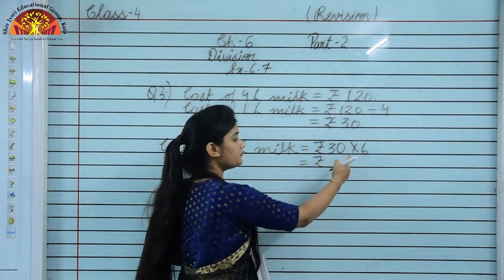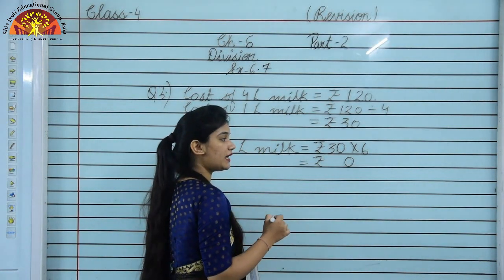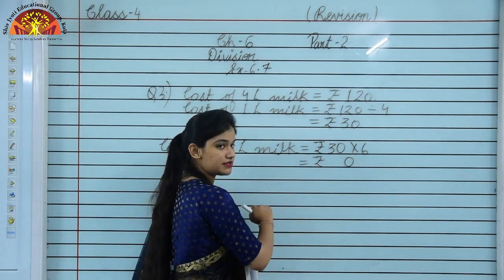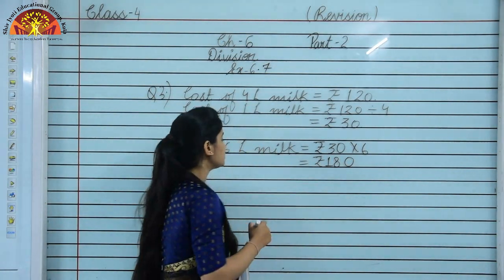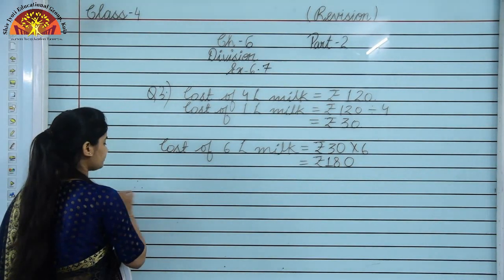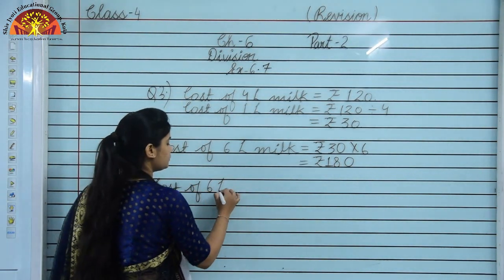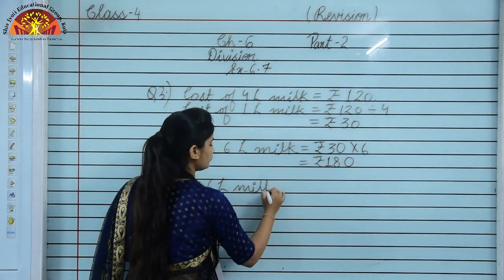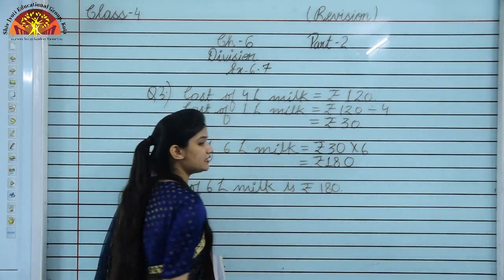So now see here, 6 into 0 will be 0, because when we multiply any number by 0, the result will be 0. And 6 into 3, 6 3s are 18. So now here, cost of 6 liter milk is rupees 180. Is it clear students?